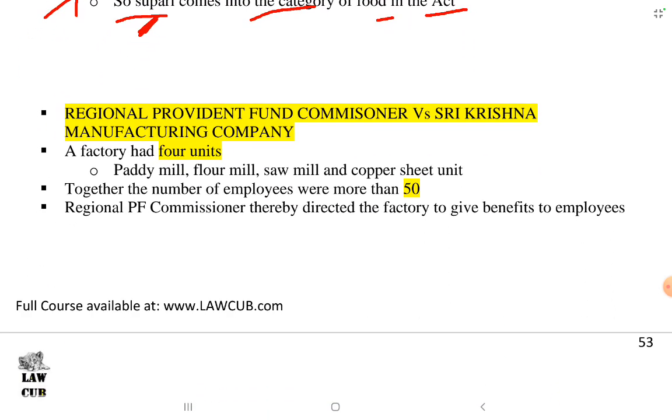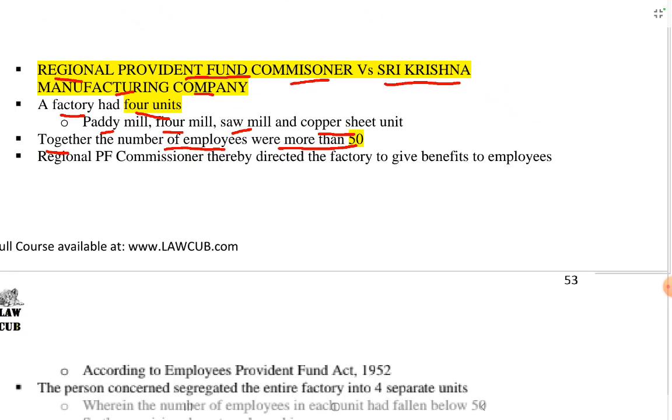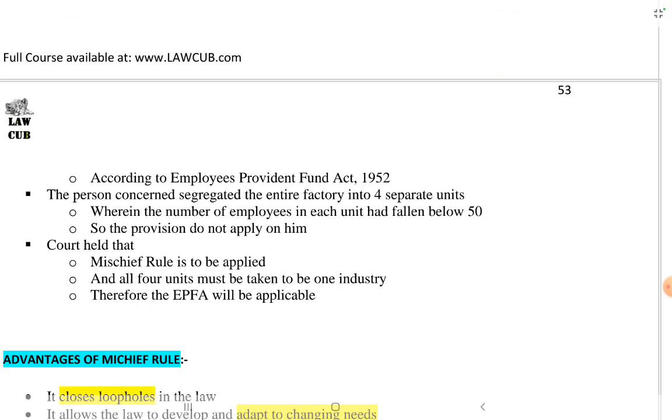Another case law is Regional Provident Fund Commissioner versus Sri Krishna Manufacturing Company. In this case, a factory had 4 units: one paddy mill, another one flour mill, sawmill, and copper sheet unit. Together, the number of employees were more than 50. The Regional Provident Fund Commissioner thereby directed the factory to give benefits to employees according to the Employees Provident Fund Act 1952.